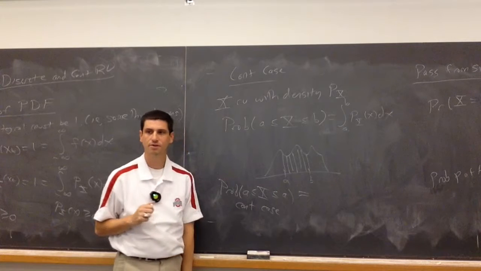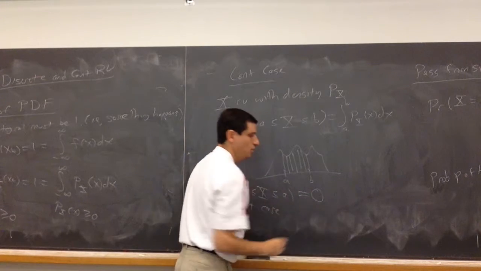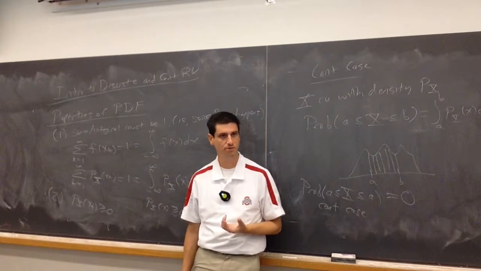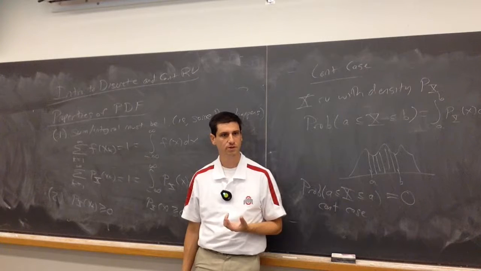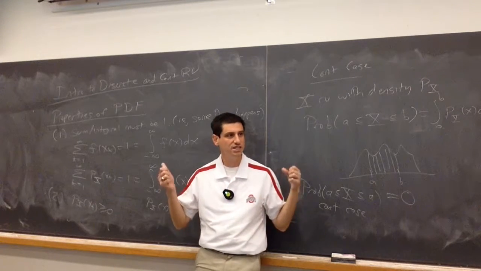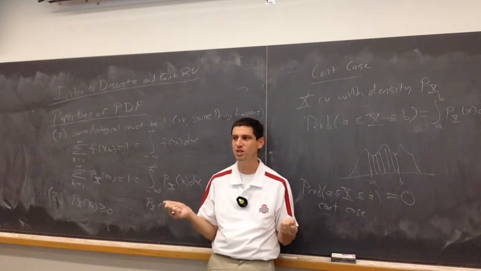What would that equal? 0. So in the continuous case, we are assigning probability 0. This has caused a lot of issues over the years in probability classes. Let's say I'm uniformly choosing a number from 0 to 1. So all numbers are equally likely to be chosen.